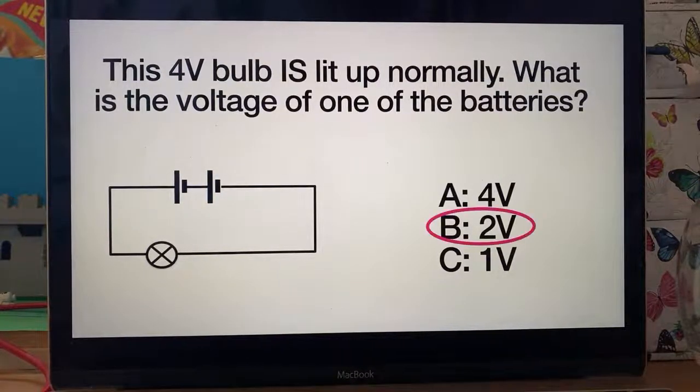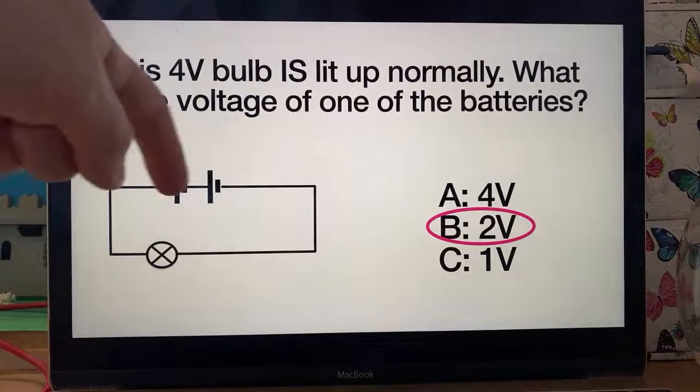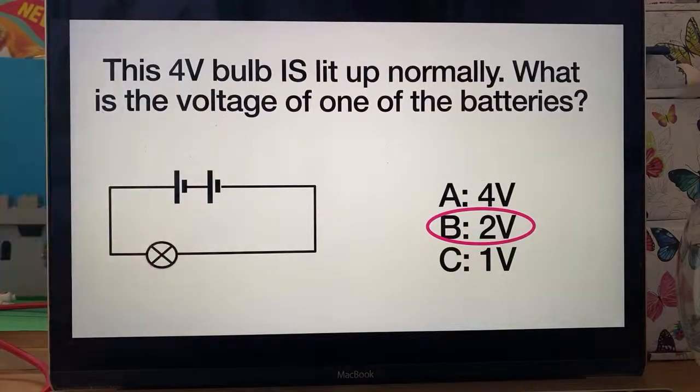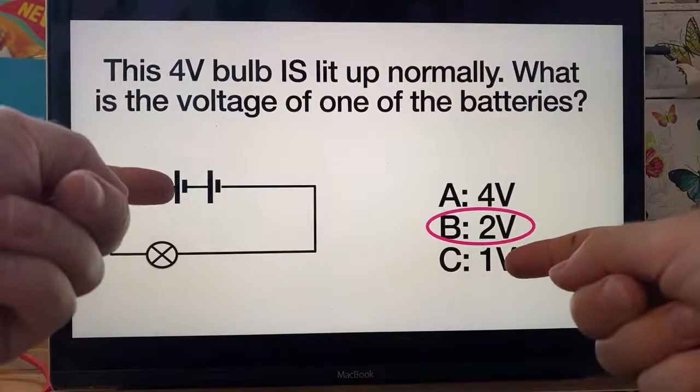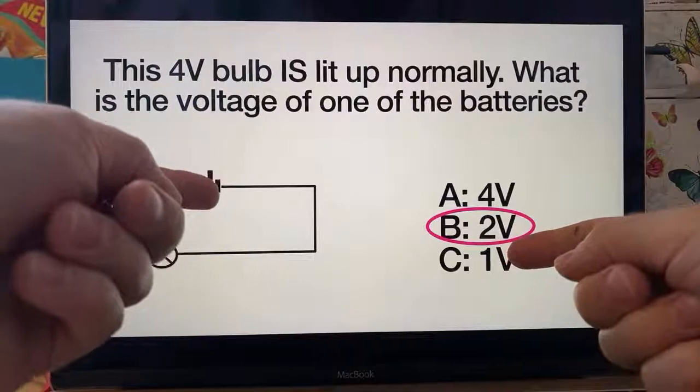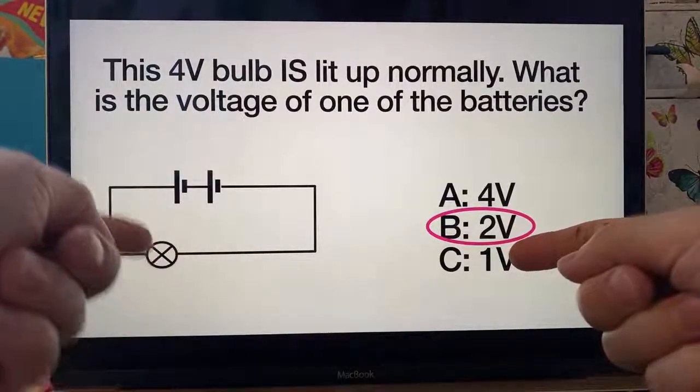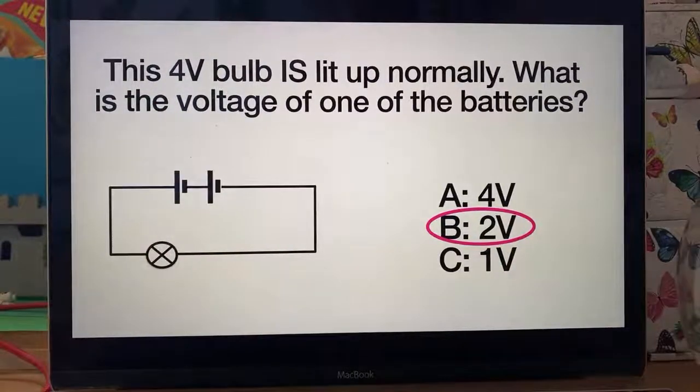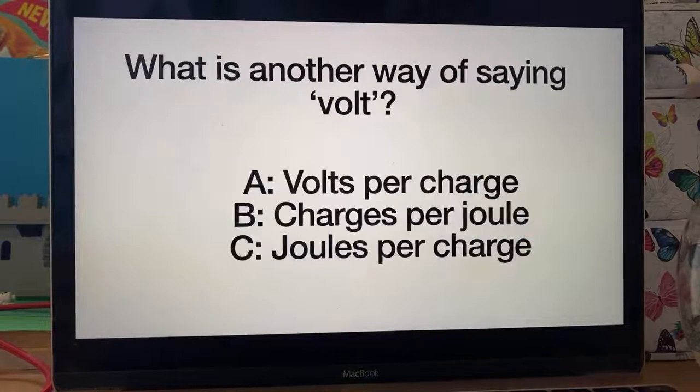So what I was thinking was 2 volts, because 2 volts and 2 volts will support a 4-volt bulb. But I didn't actually tell you the batteries were the same, did I? So I've made a mistake there. It could be a 1-volt battery, and then the other battery could be 3 volts, and you would add those together, and that bulb would still be getting 4 volts. So yeah, interesting. It just shows that GCSE questions are hard to write. You've got to think about things.